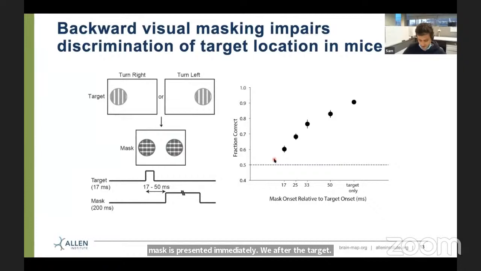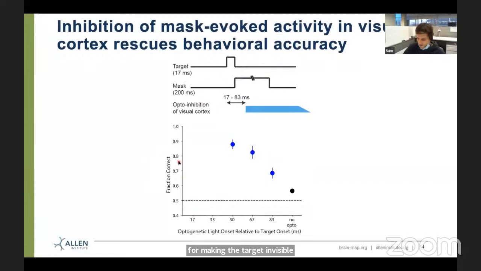To explore the mechanisms of this phenomenon, we begin by asking whether mask-evoked activity in visual cortex is responsible for making the target invisible. To do this, we combined the shortest and most effective interval between the target and mask, 17 milliseconds, with bilateral optogenetic inhibition of visual cortex at variable times. On trials with no inhibition of visual cortex, the mask is maximally effective and performance is near chance, as shown on the previous slide.